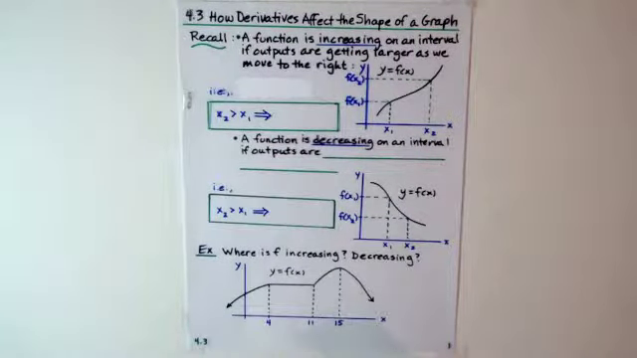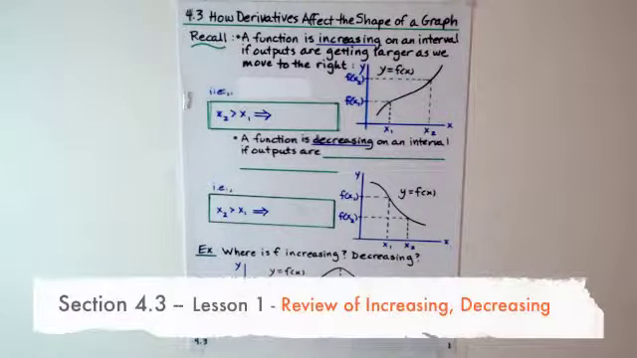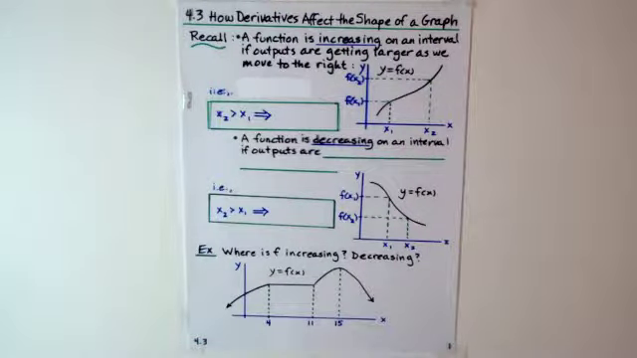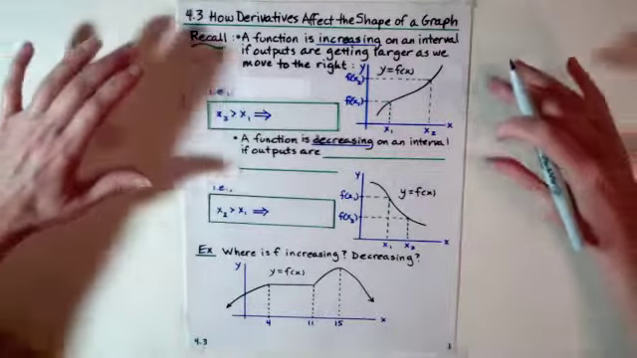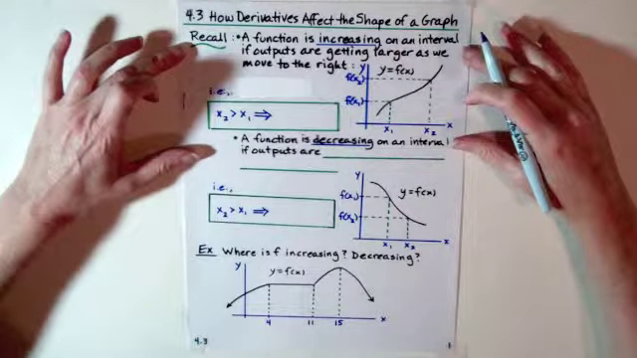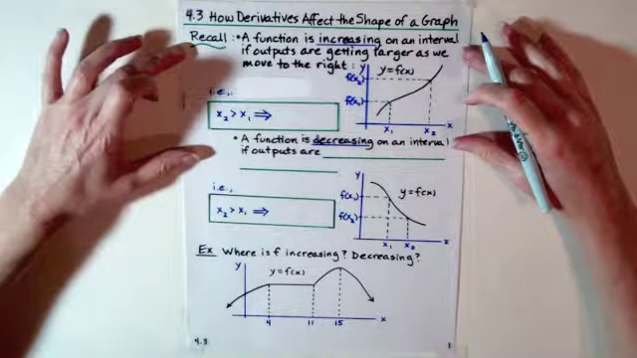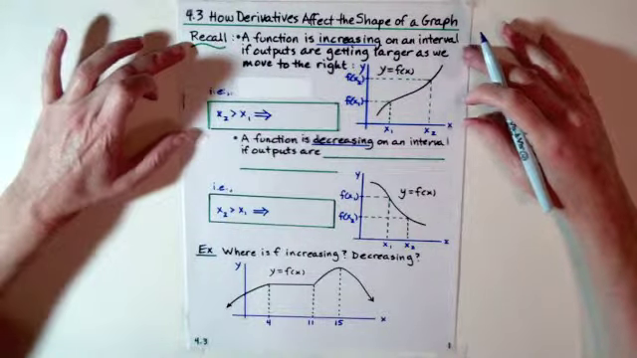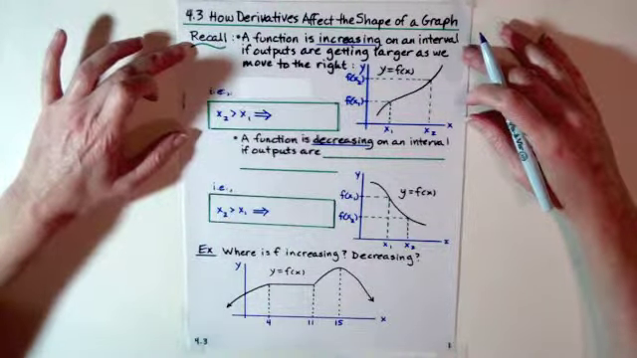In this section, we're going to learn how the derivatives of a function, in particular f prime and f double prime, affect the shape of the graph of that function. And in order to do that, we have to go back and remember a little bit about functions increasing and decreasing. We've already talked about when a function increases and decreases earlier in the course, but here we want to write down a very technical definition of what we mean by a function increasing or a function decreasing.